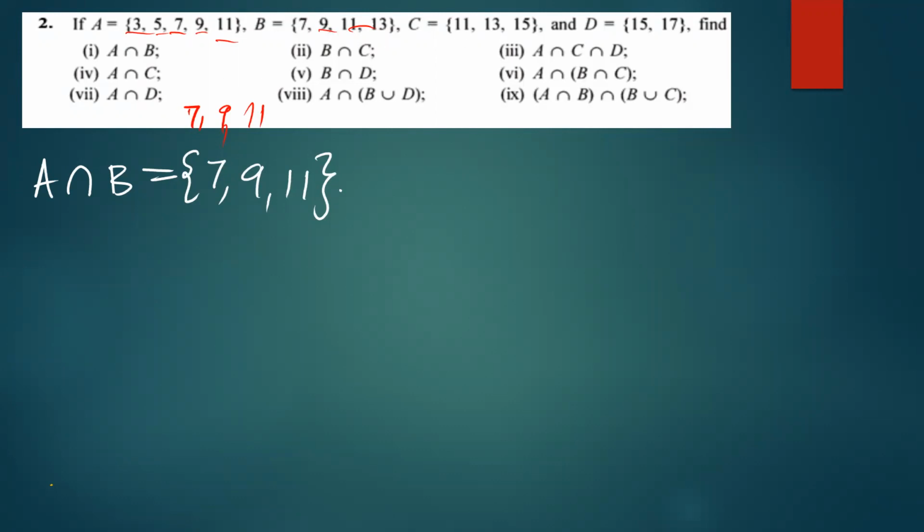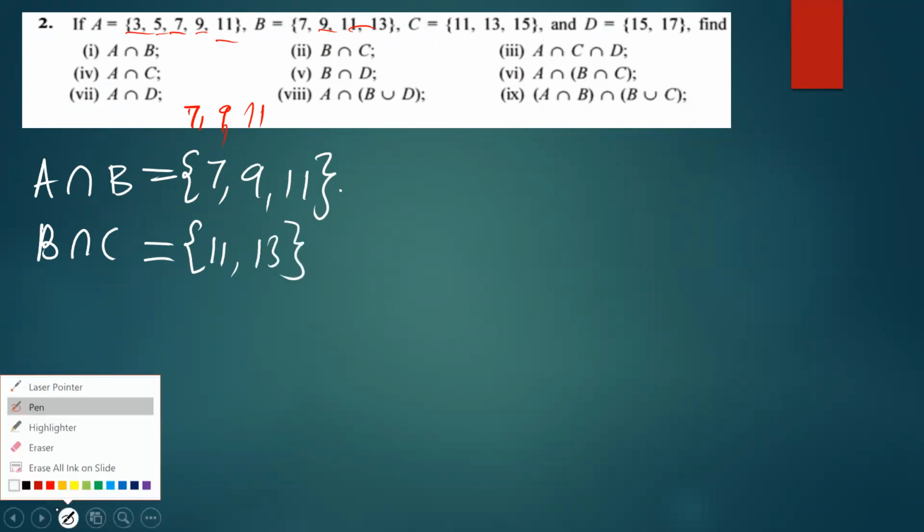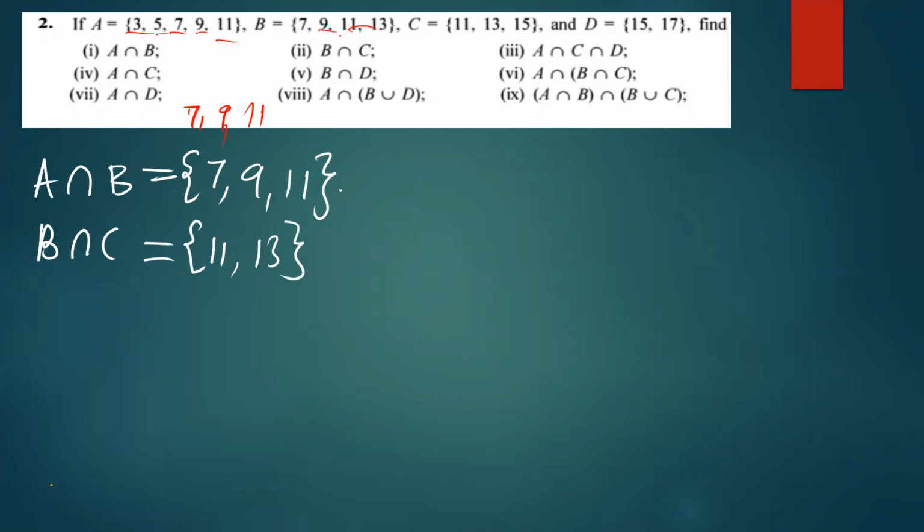B intersection C is simply looking at the common elements between B and C. The common elements between B and C are 11 and 13. You can check it in case you want to confirm. 11 is there, we also have 11 there. 13 is there, we also have 13 there. So this is the solution to B intersection C.